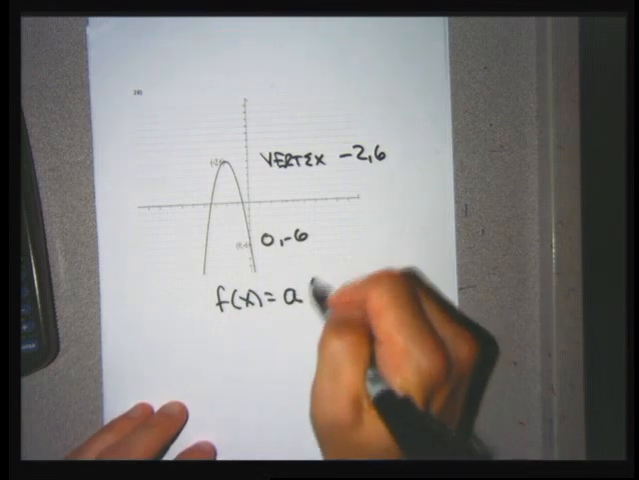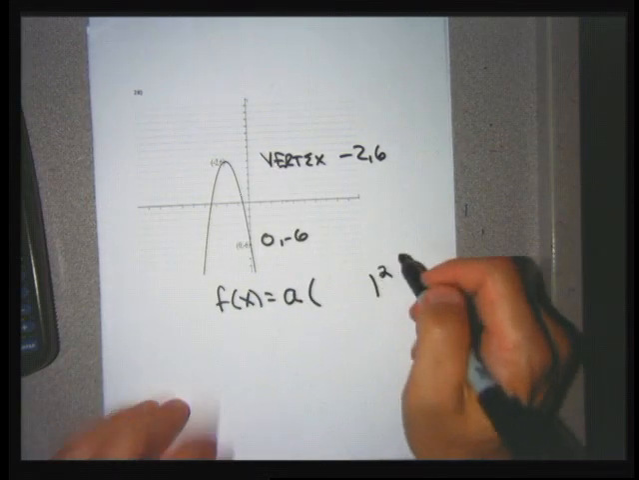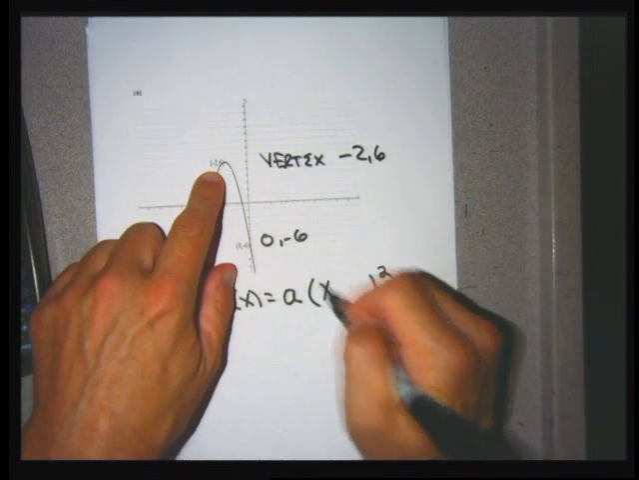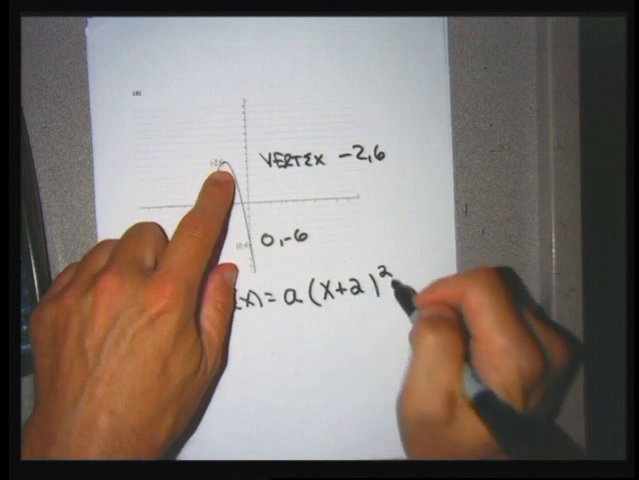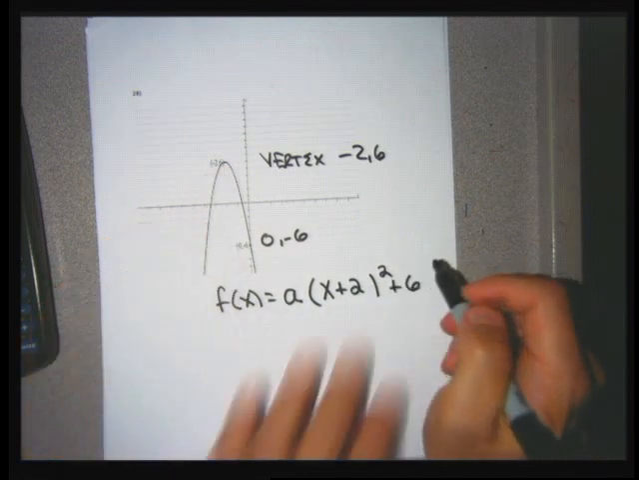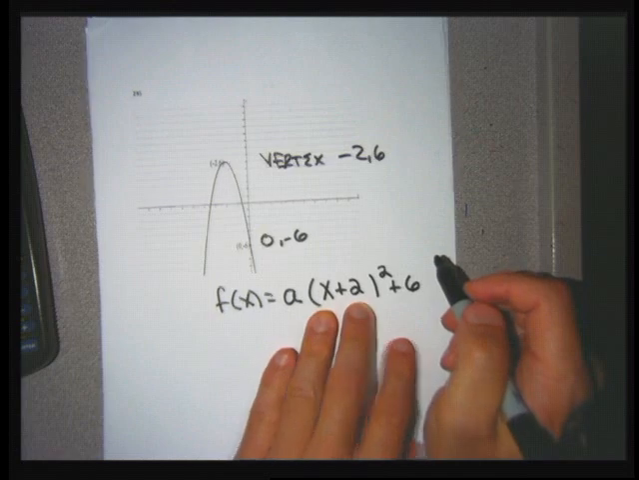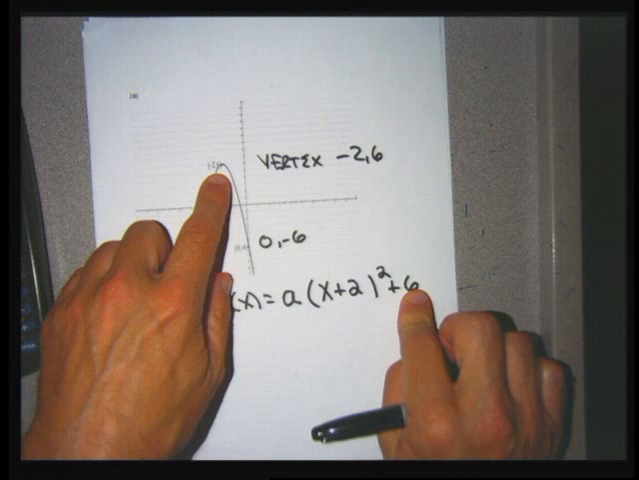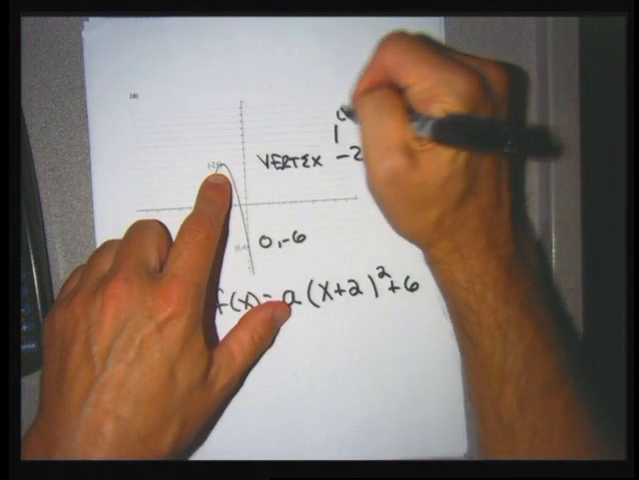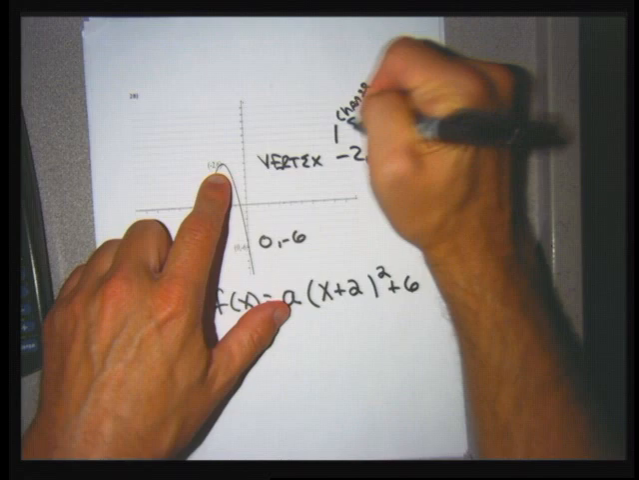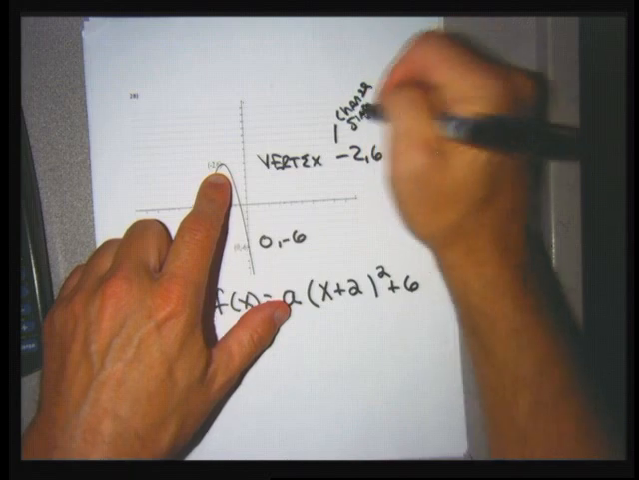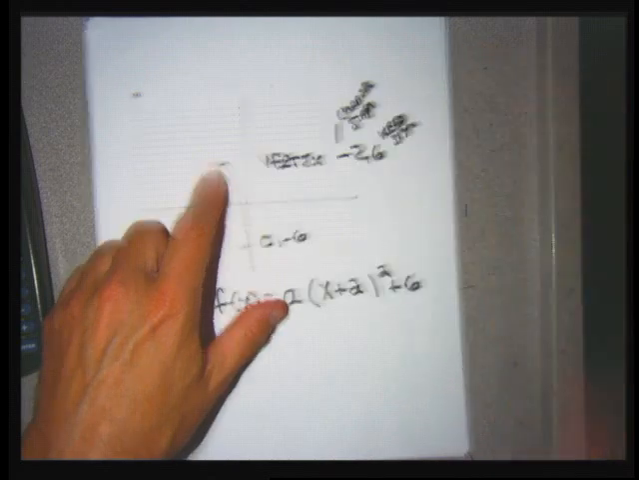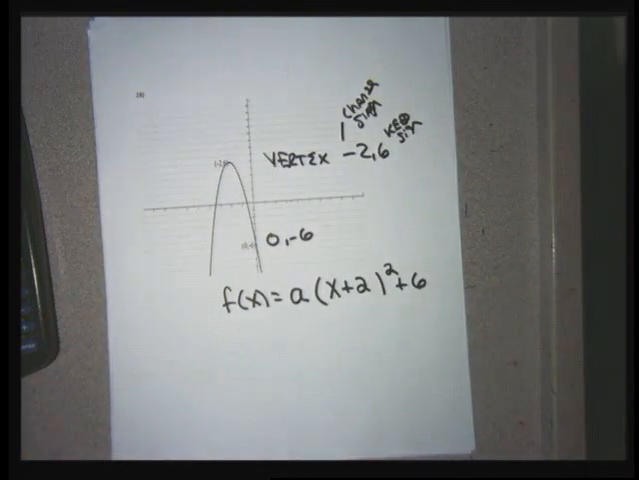I don't know what number goes in front of the parentheses, but I know I change the sign of the x and put it in the parentheses, and I keep the sign of the y-coordinate of the vertex and put it after the parentheses. Having x plus 2 squared, the x-coordinate of the vertex would be negative 2, and this plus 6 would give me the y of 6. So I change the sign inside the parentheses for the x and keep the sign of the vertex number for the y. Now I just need to solve for the a.